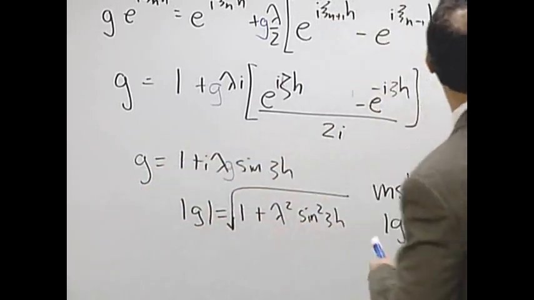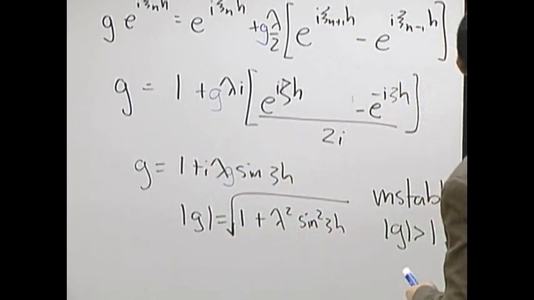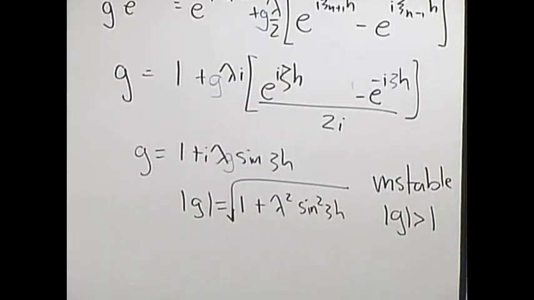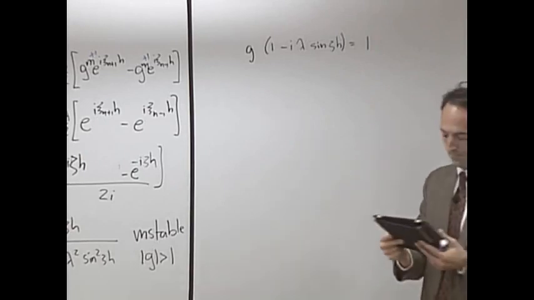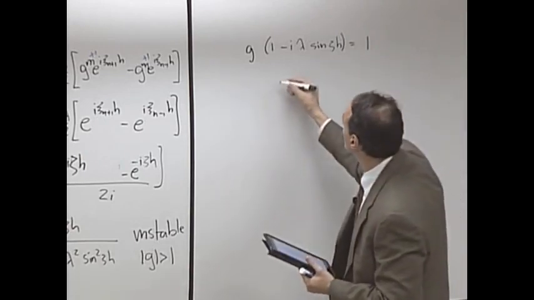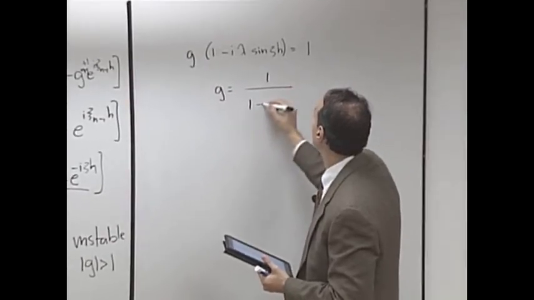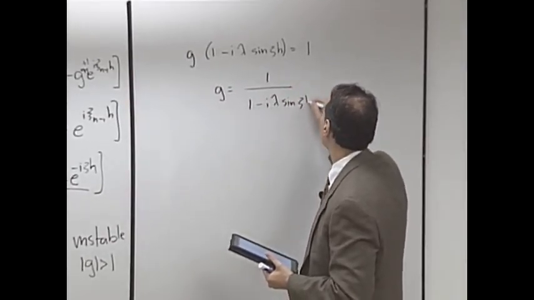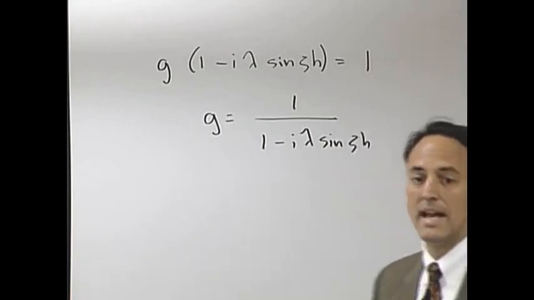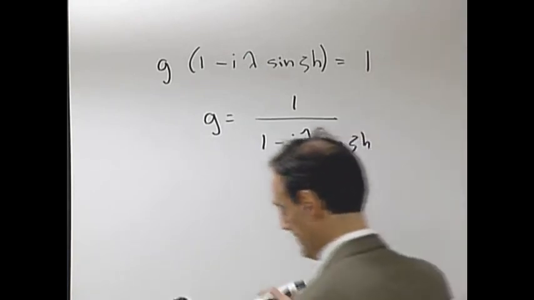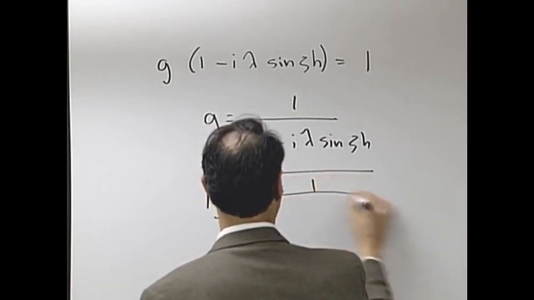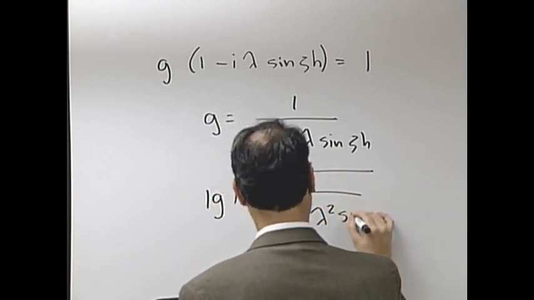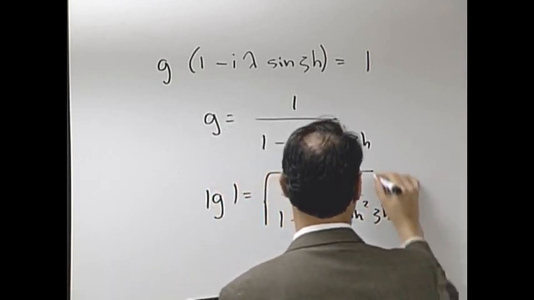So I have to move this to the other side, and I get G times 1 minus i lambda sine theta h. Or G is equal to 1 over 1 minus i lambda sine theta h. Take the absolute value of that. And there it is.